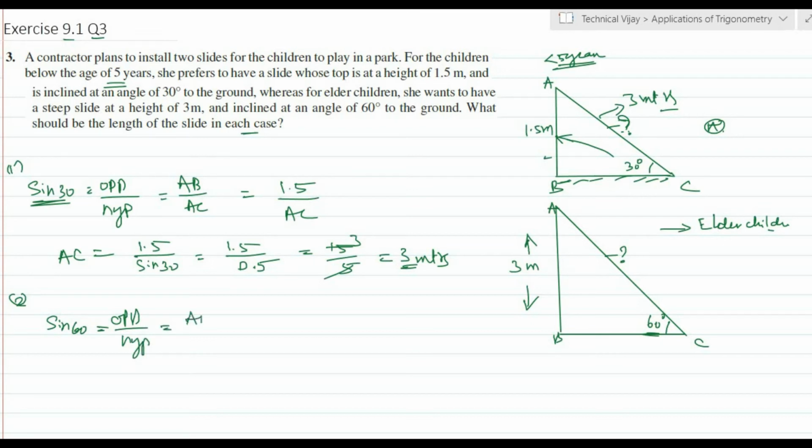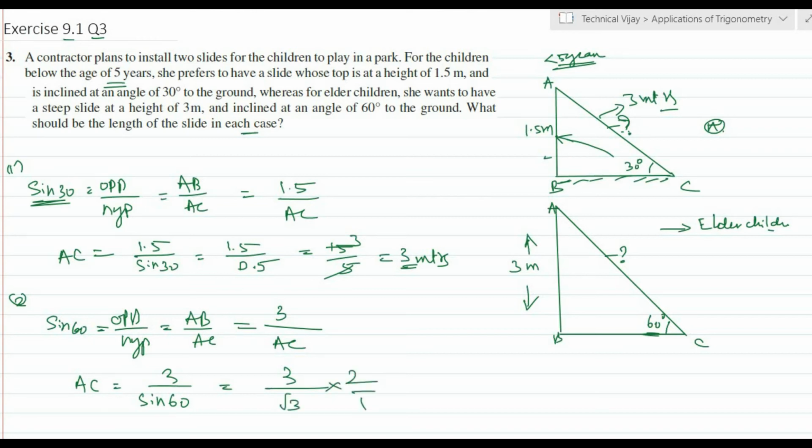So this is equal to AB by AC. So AB is nothing but 3, divided by AC, which we have to calculate. So AC is equal to 3 divided by sin 60. Here sin 60 is equal to root 3 by 2, so the 2 comes up.